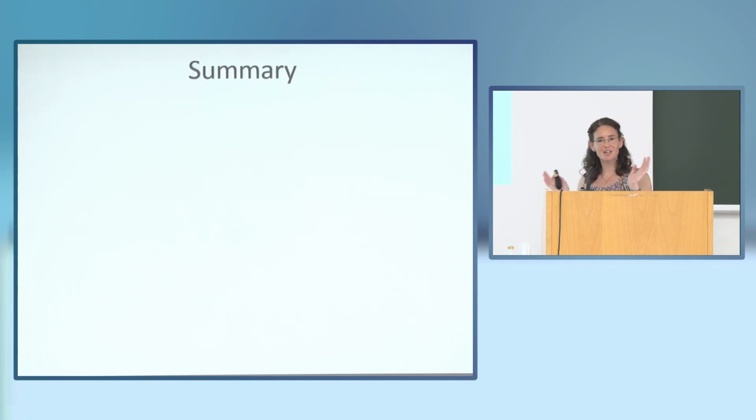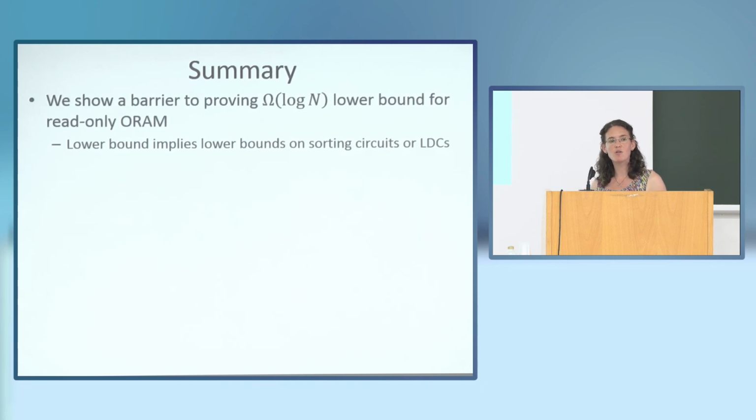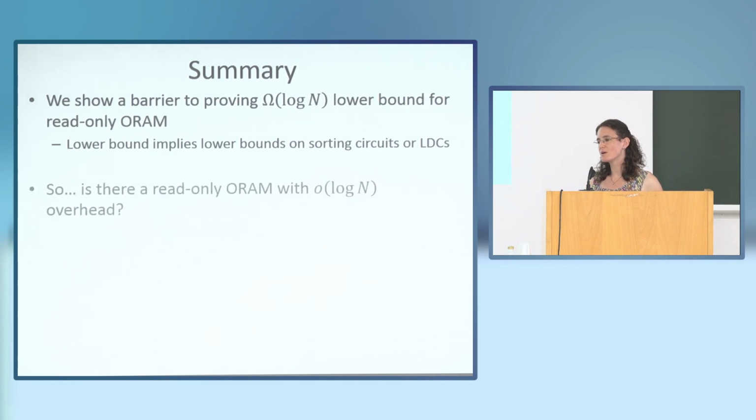So this is for people who really know ORAM. But if you don't, so let's go back. So what do we show? We show a barrier towards proving a lower bound. If you want to prove a log n overhead lower bound for online read-only Oblivious RAM, this will imply a lower bound either on sorting circuits or on locally decodable codes. So forget we're in Oblivious, we're in a lower bounds workshop. What does this mean? Do we have an online ORAM scheme? Can it exist with little o of log n overhead?